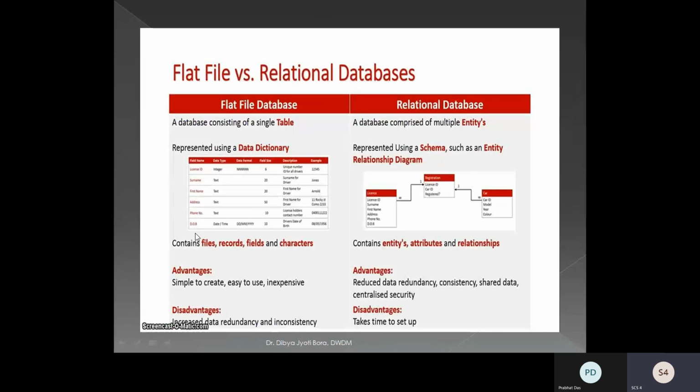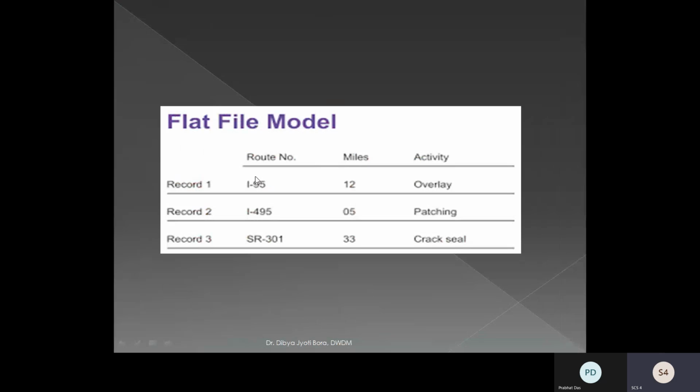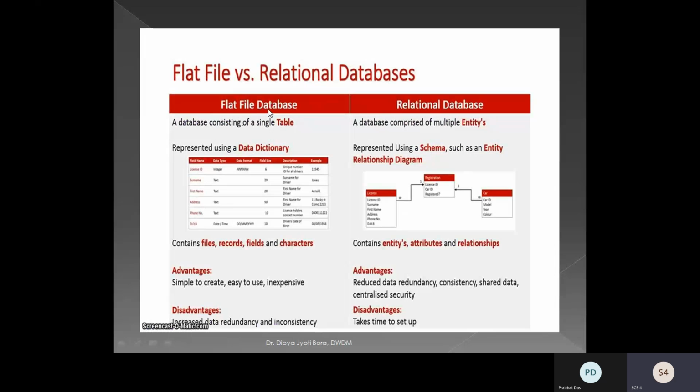So let's have a brief review of the differences between flat files and relational databases. Okay, so in a flat file, you have seen that in a single file we have kept everything, and the file name should be different for different files. So a flat file database consists of a single table. And as you know, a relational database comprises multiple entities, and accordingly multiple tables may be there.